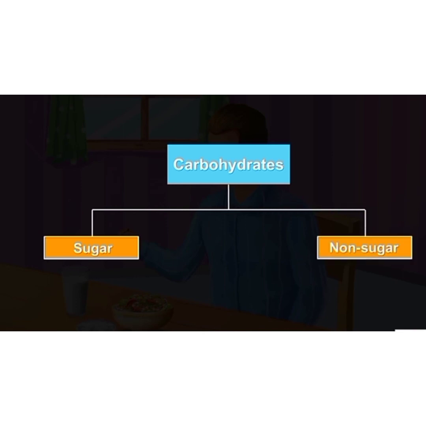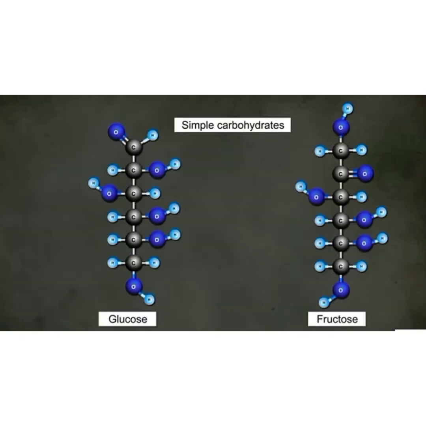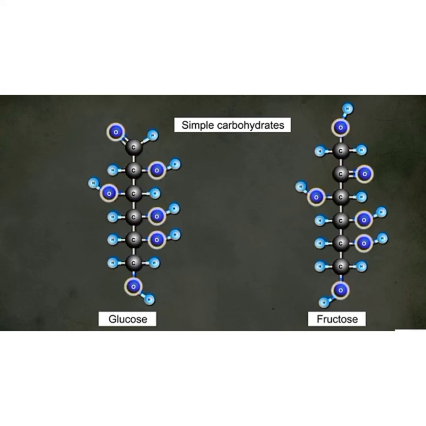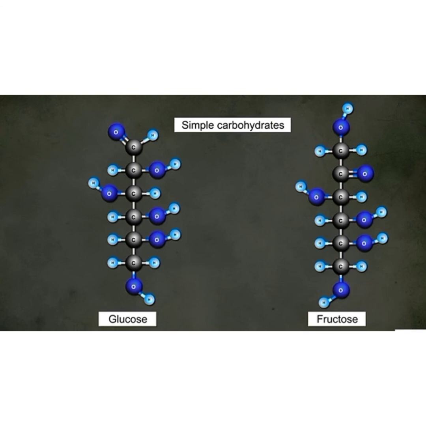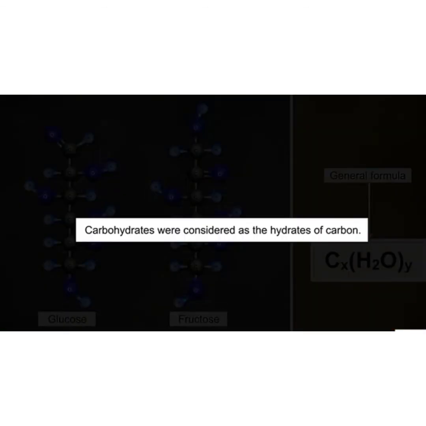Now let us learn about the structures of carbohydrates. For this, let us consider the structures of two simple carbohydrates, glucose and fructose. As you can see, these carbohydrates consist of three main elements: carbon, hydrogen, and oxygen. Due to the presence of these elements, earlier carbohydrates were given a general formula of CxH2yOy. Therefore, they were considered as the hydrates of carbon.